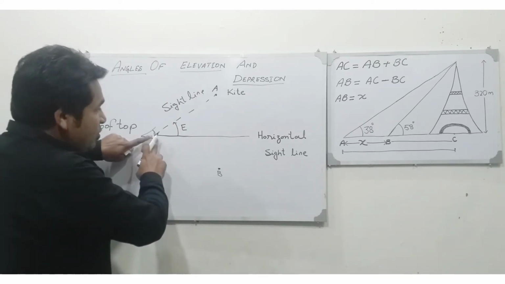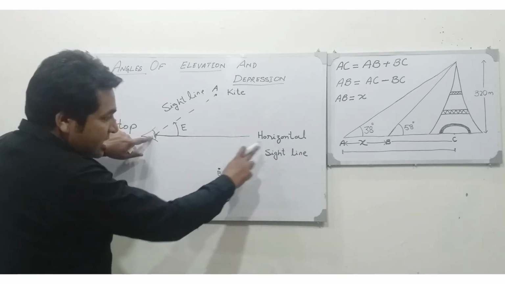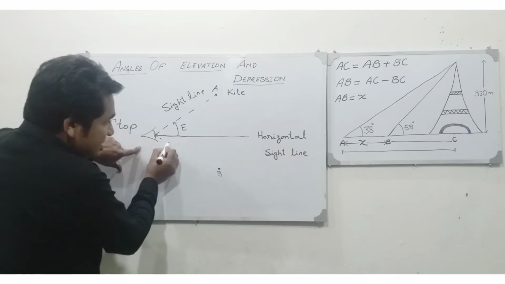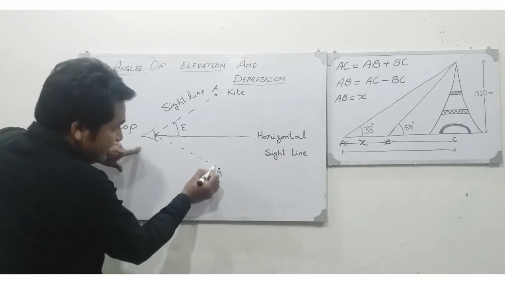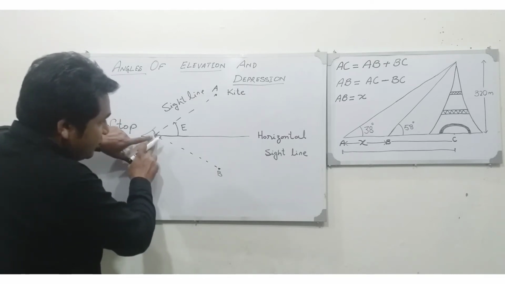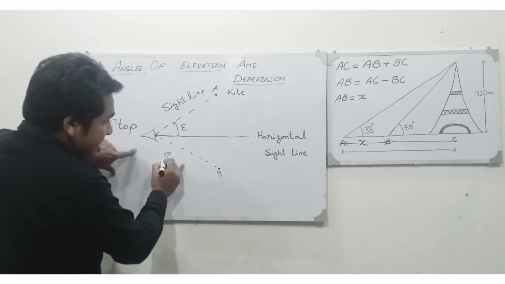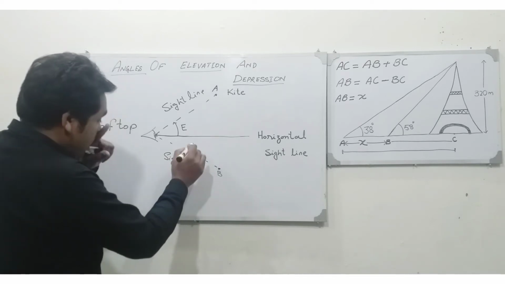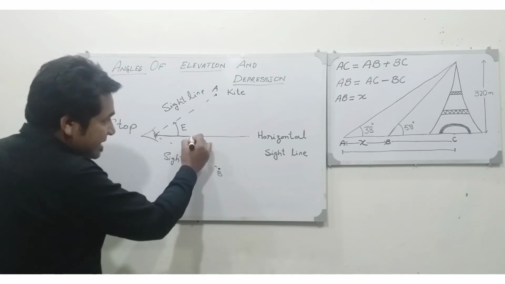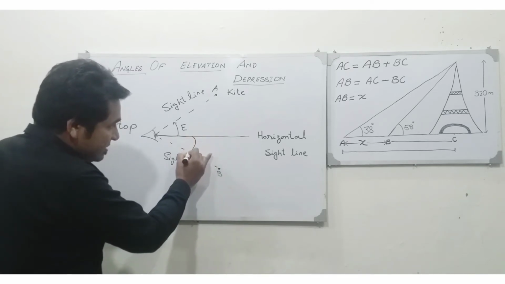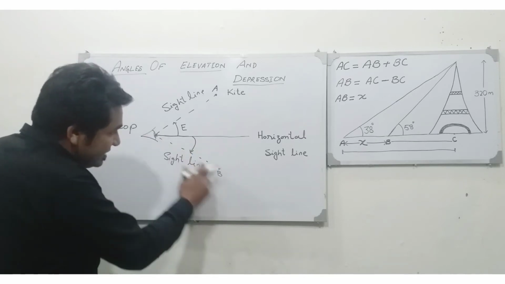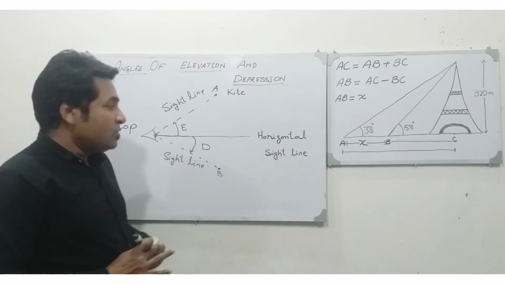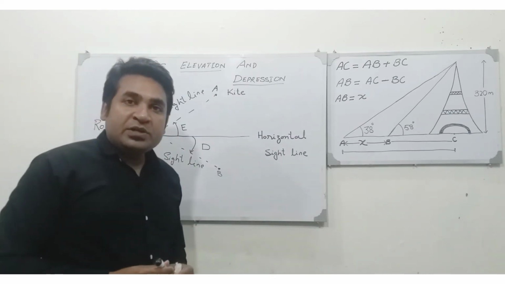And if there is a point below this horizontal sight line, like point B, when you make a sight line from your eye to this point, then with the horizontal sight line you are forming the angle of depression. So this is the angle of depression. I hope angle of elevation and angle of depression are clear.